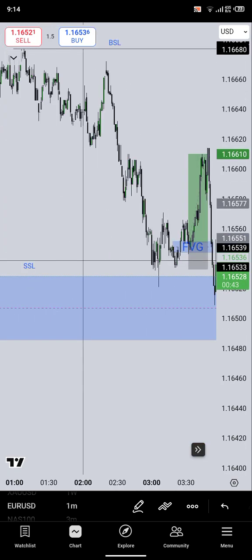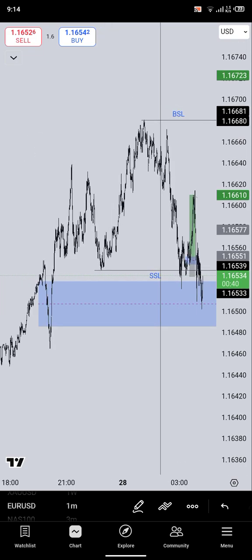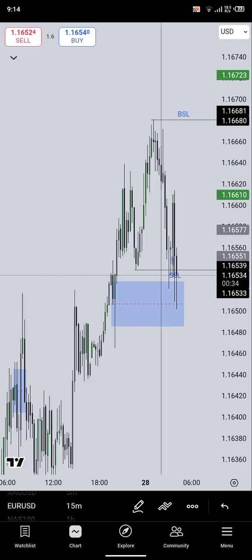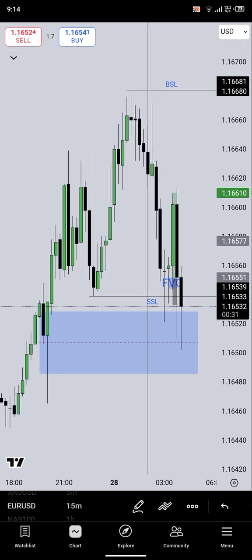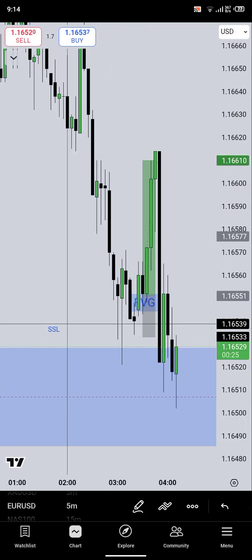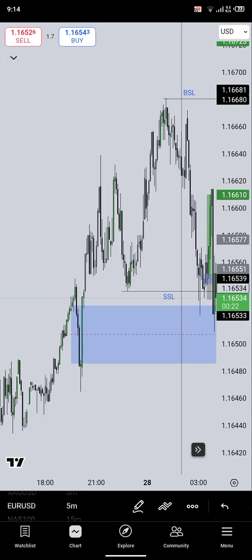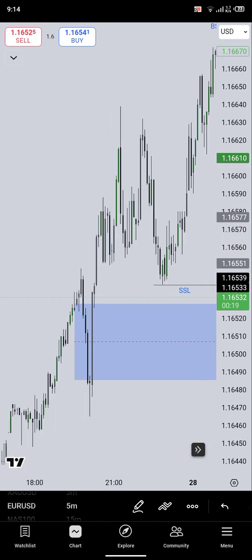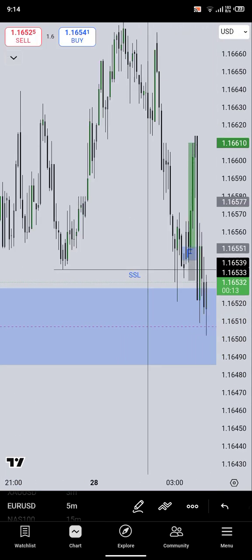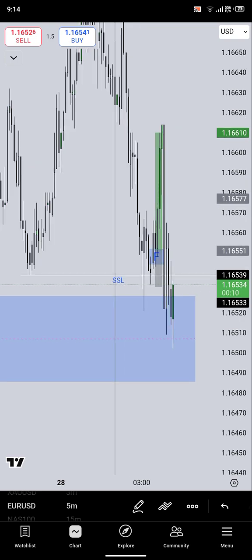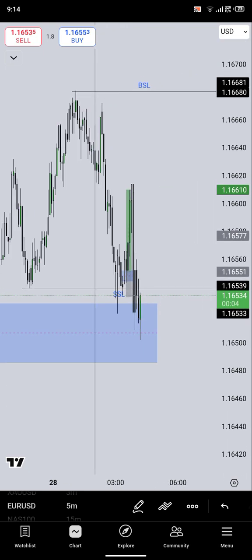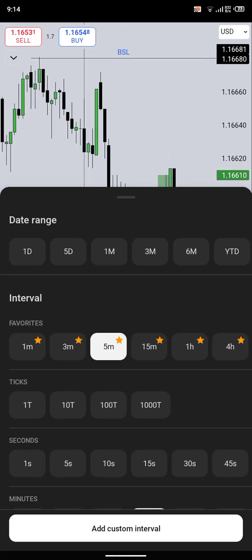But notice something else on the 15 minutes time frame. No, sorry, the 5 minute time frame. Notice that below the sell side liquidity, we have a fair value gap just below the sell side liquidity. So as soon as price took out sell side liquidity and tapped into the fair value gap, I went down to a 1 minute.